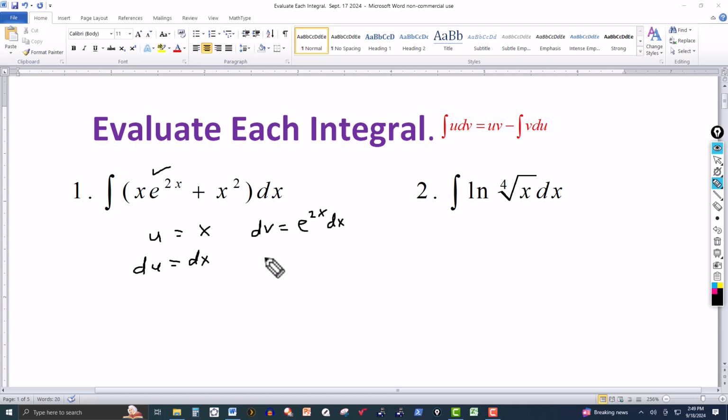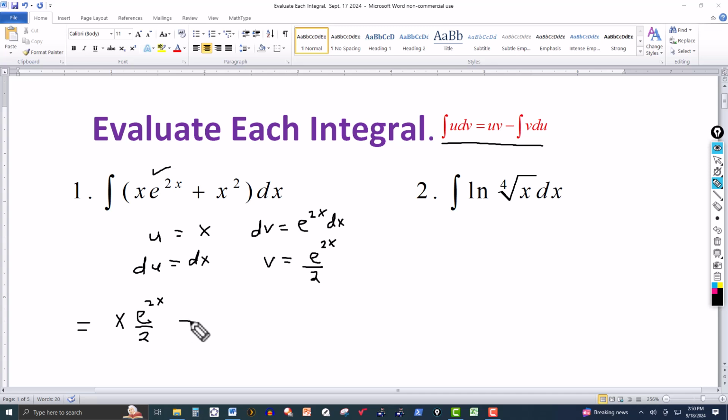Now we need the v. So we integrate with respect to v, and on the left side I get v. On the right side with respect to x, that's going to give me e to the 2x over 2. And we're pretty much set. Now we have to apply this formula here. That's going to be uv. So this is u, this is v. So that'll be x, and then v would be e to the 2x over 2.